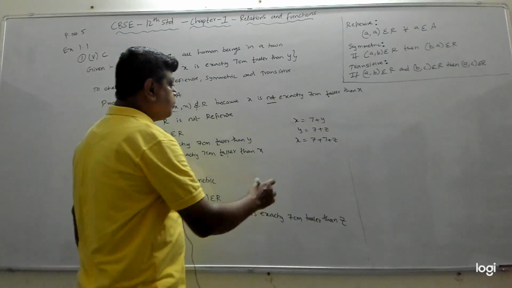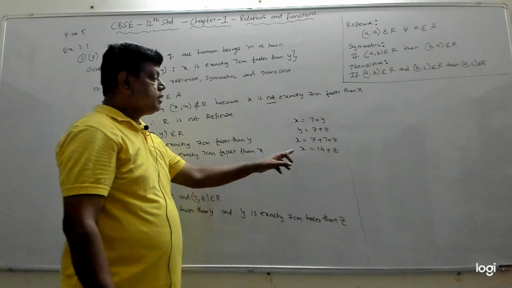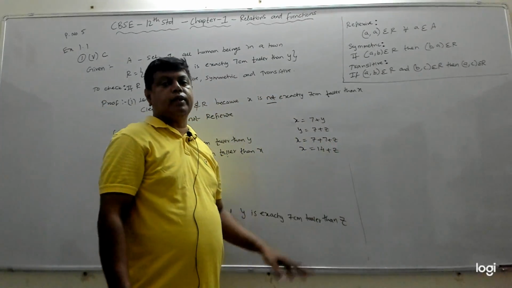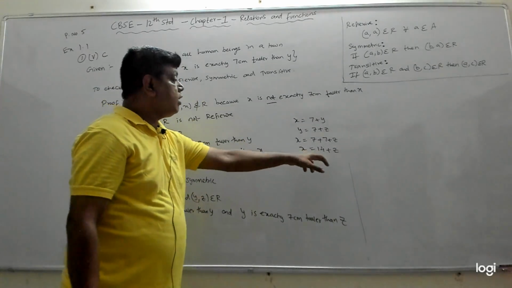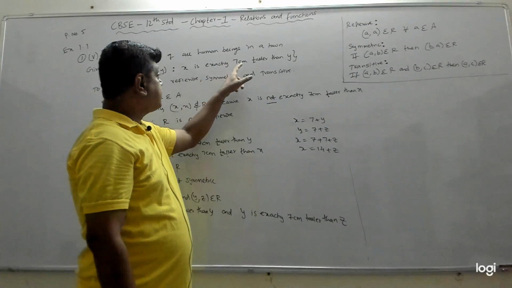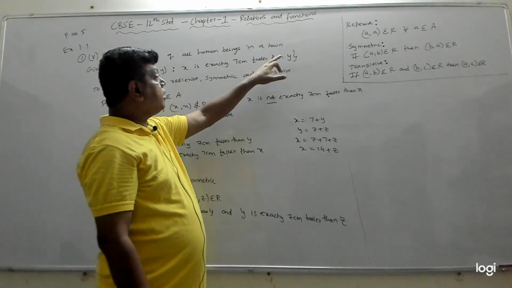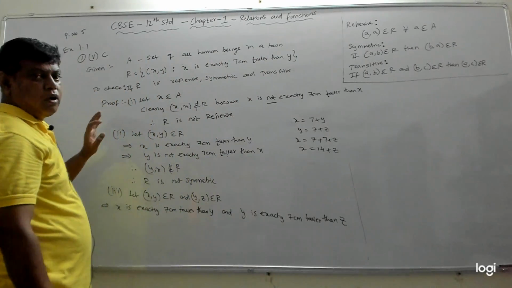Right? So if I put that, I become x is equal to 14 plus z. Which means x is exactly 14 centimeter taller than z. Which means x comma z will not be in R. For x comma z to be in R, we need x to be exactly 7 centimeter taller than z. If x is exactly 7 centimeter taller than z, then we can say x comma z belongs to R.